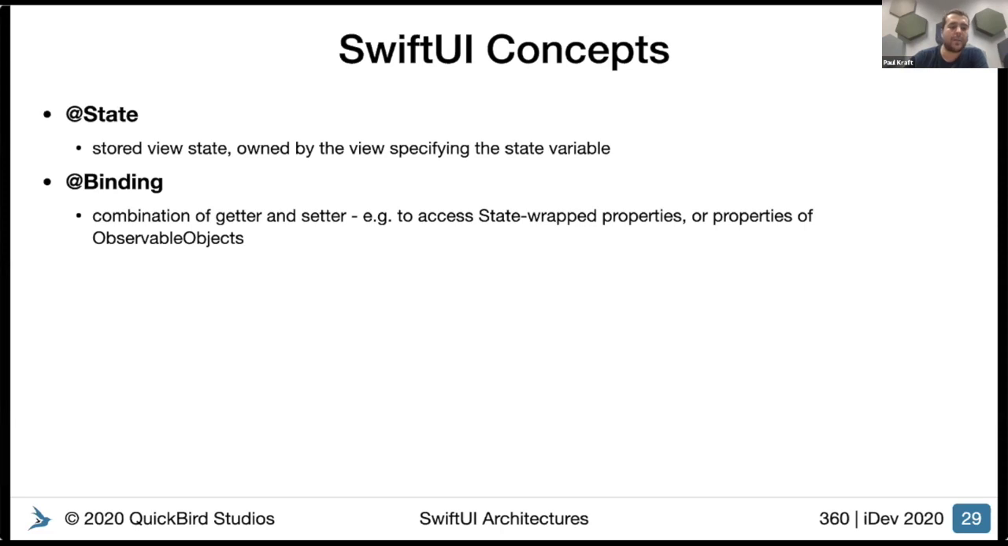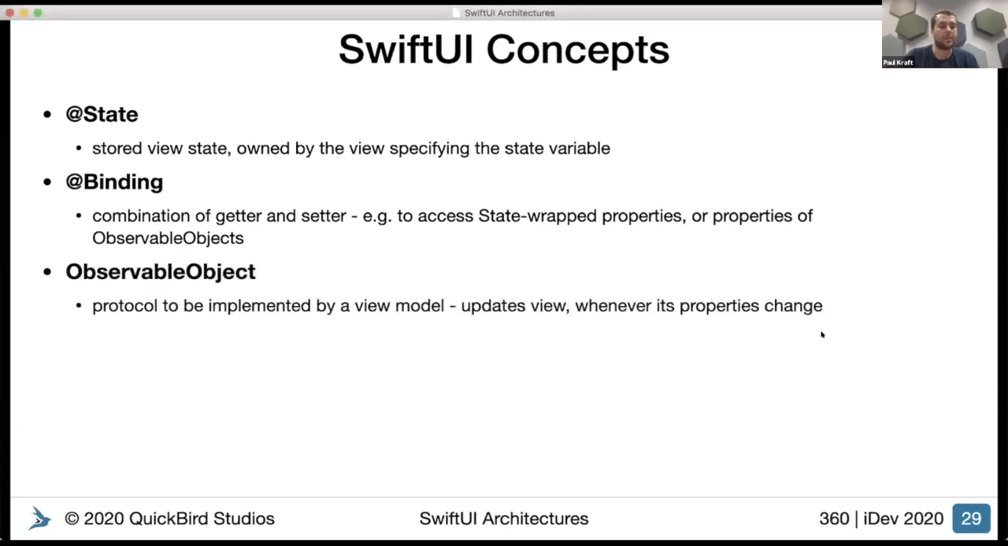And whenever you change some property that is wrapped in a binding, then you also get view updates. Then there's the observable object protocol. It's a protocol that can be implemented by, for example, a view model or some other class, essentially.